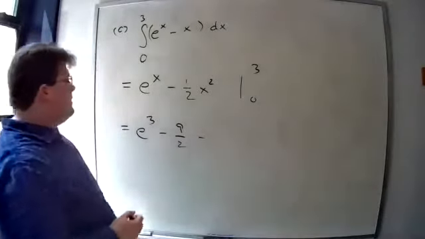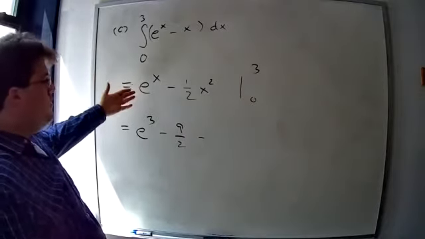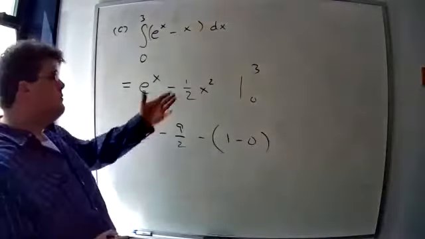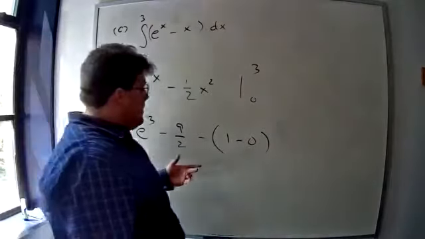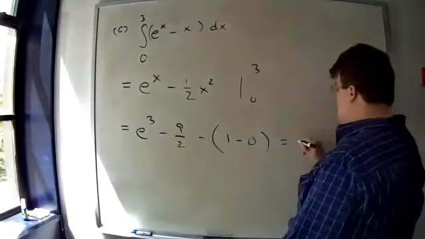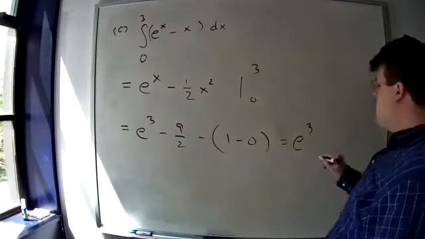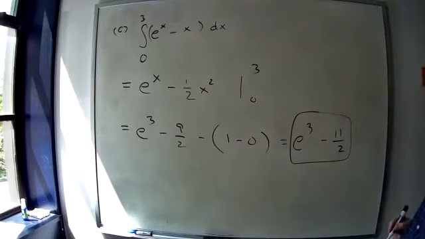And then we subtract what we get when we evaluate at 0. Notice here when we evaluated at 0, we don't just get 0, because e to the 0 is 1. E to the 0 is 1, but 0 squared is 0. So that piece will be a 0. But now we just have to combine our numbers. Negative 9 halves minus 1. Negative 9 halves minus 2 more halves gives you negative 11 halves. Any questions about this one?